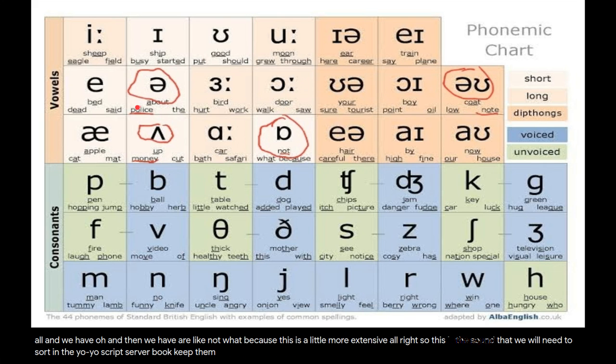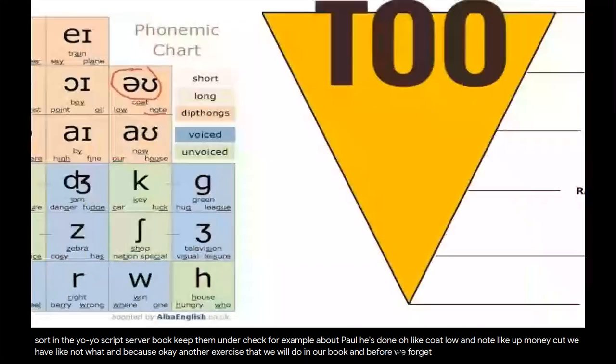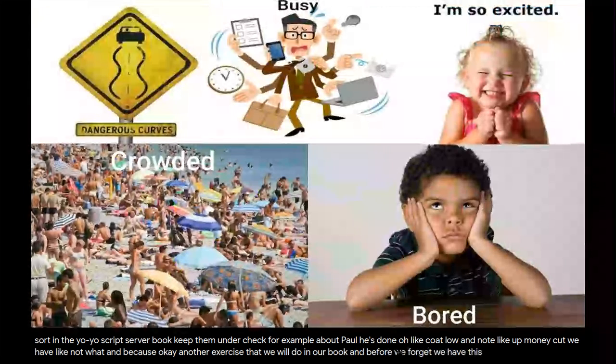Keep them under check. For example, about, Polly's dog. O like coat, low, and note. Like up, money, cut. And we have like not, what, and because. Okay.